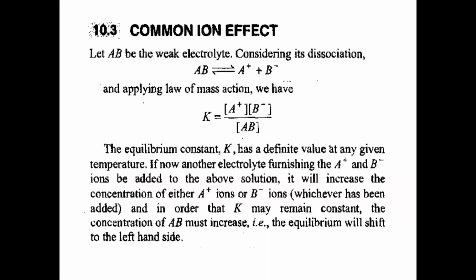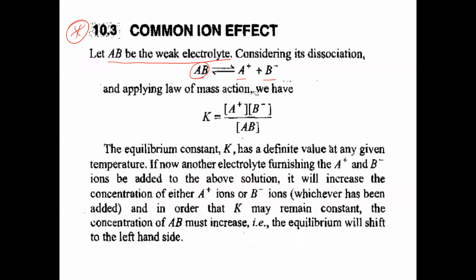Next. The other important topic is the common ion effect. Suppose here you take one weak electrolyte, AB. It is a weak electrolyte. It is dissociated into A plus and B minus. It is in equilibrium now, between undissociated molecules and dissociated ions.